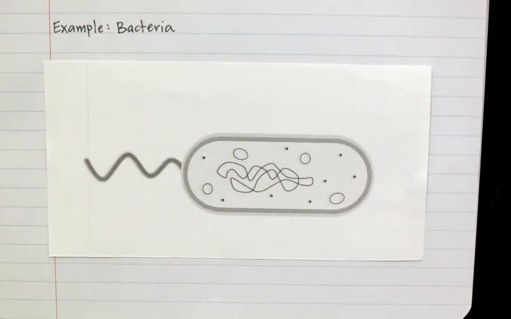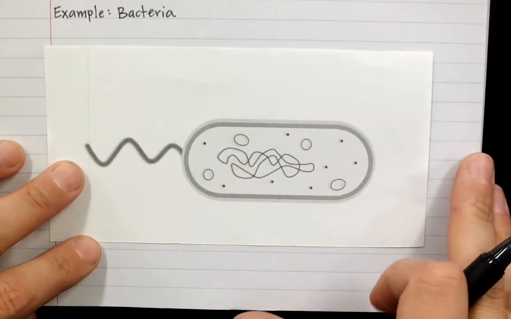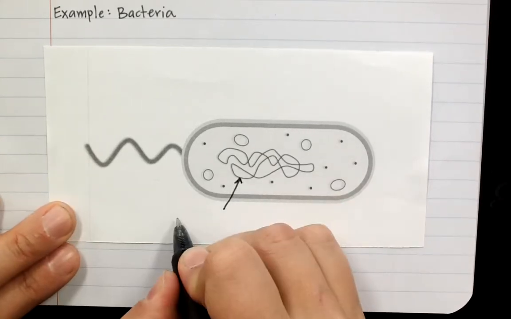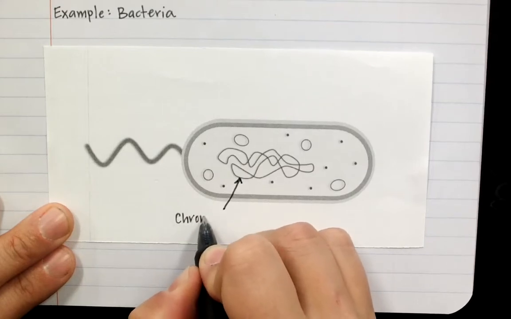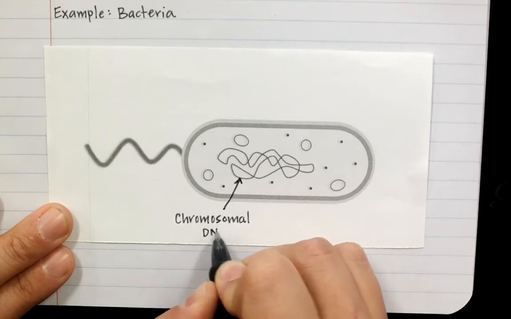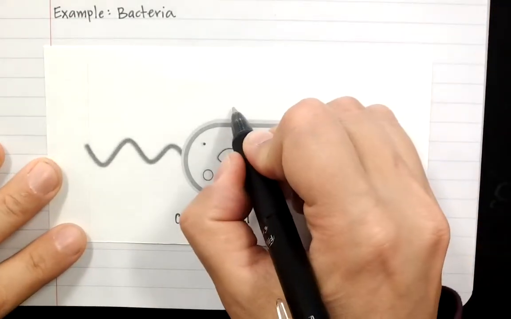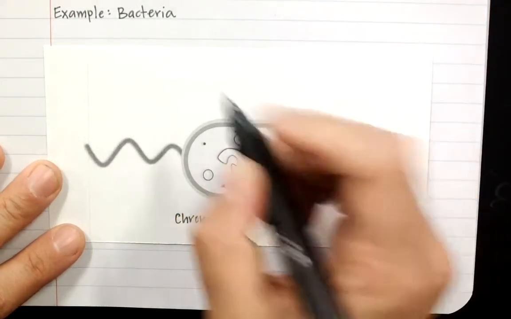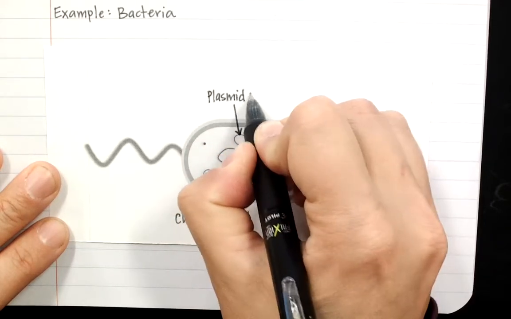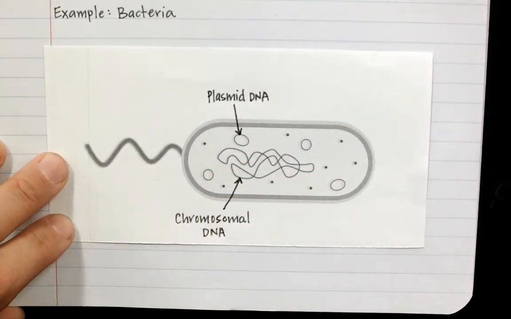Okay, so let's label the things that we have now. So first I'm going to go ahead and label the DNA that we talked about. So we talked about this DNA here. This is that chromosomal DNA. And that is something that everything has. But then we also have this plasmid DNA. And that is going to be unique to our prokaryotes.